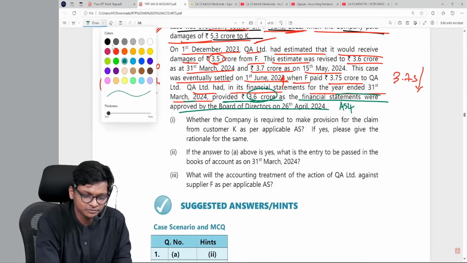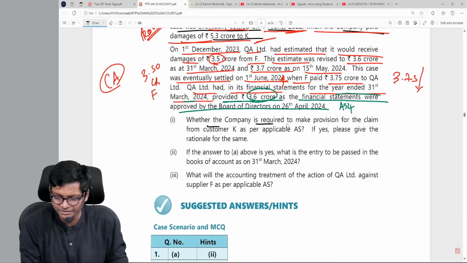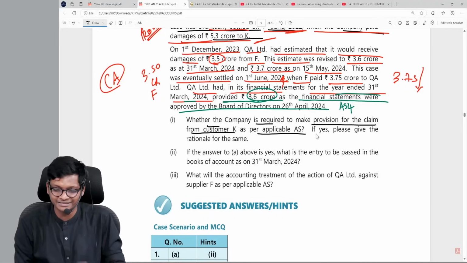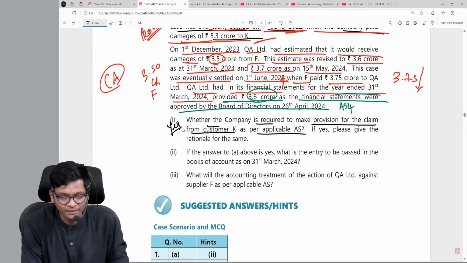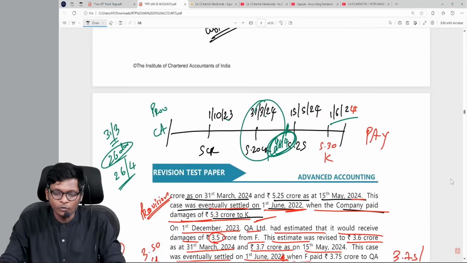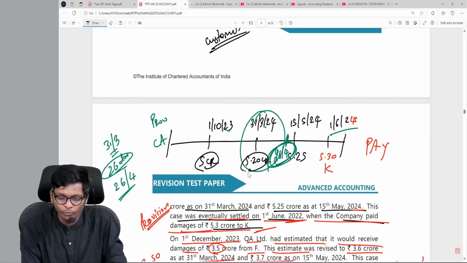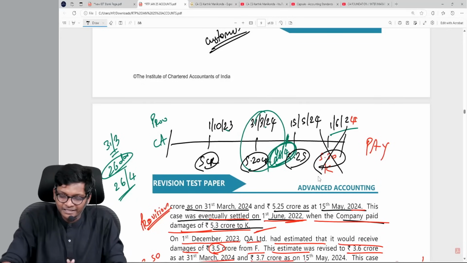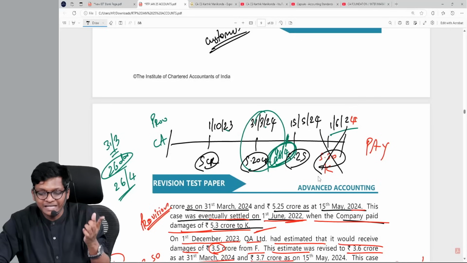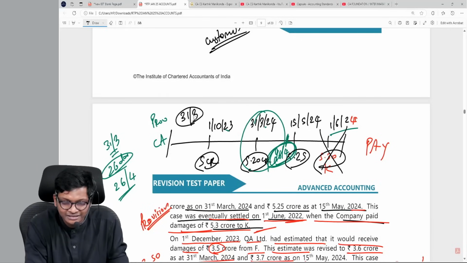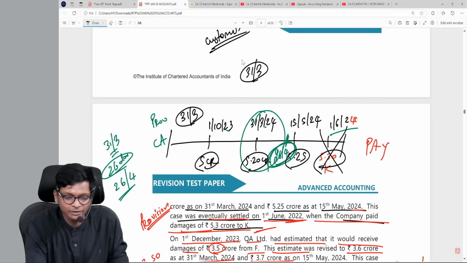What are the questions? One by one. Whether the company is required to make provision for the claim from customer K as per applicable AS. Yes, provision you have to make. If yes, please give rationale for the same. What would be the amount of provision? 4 amounts I'm giving you: 5 crores, 5.2, 5.25, 5.3. First, 5.3 will not come. That is settlement amount, which happened on 1st June next year. I want to find provision as of 31st March.